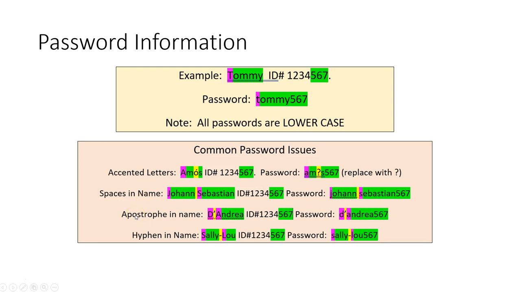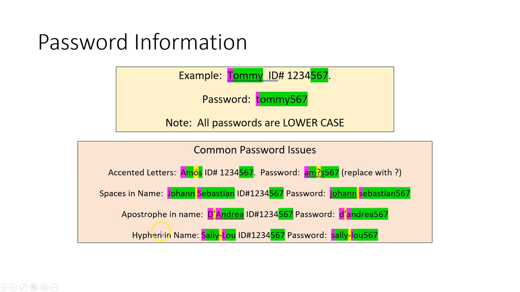Let's say you have an apostrophe in your name, which is very common in a lot of names. So let's say your name is D'Andre. In this particular example, the name is D'Andre with an apostrophe, and we have ID number 1234567. If this was your situation, you would do lowercase d, apostrophe, lowercase a-n-d-r-e, 567.